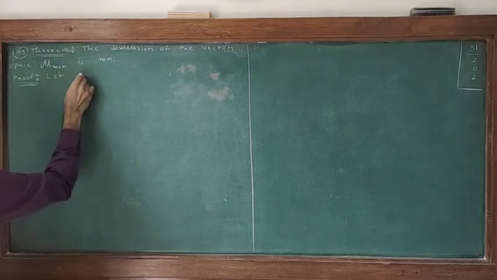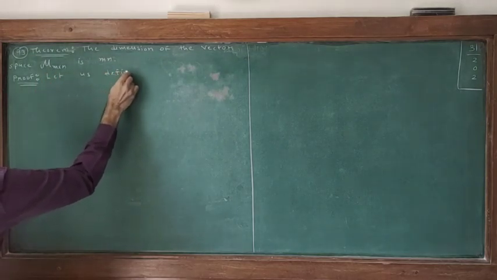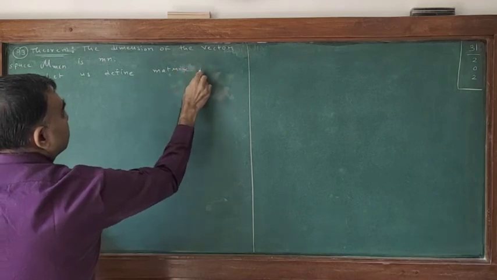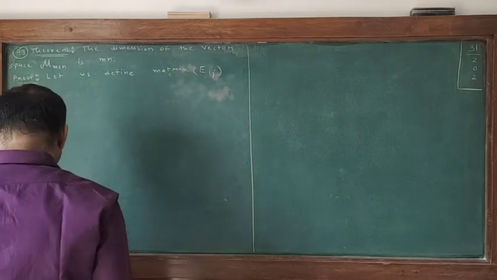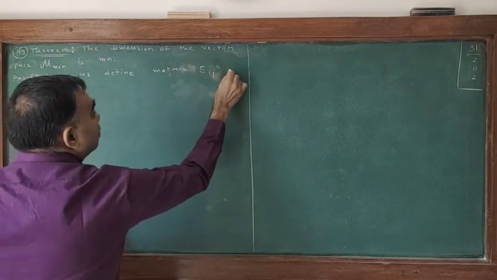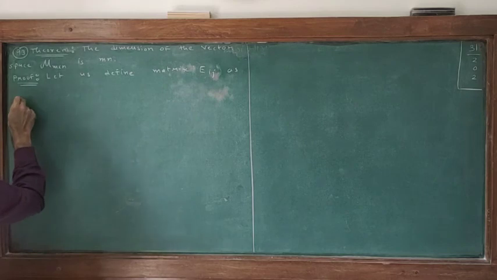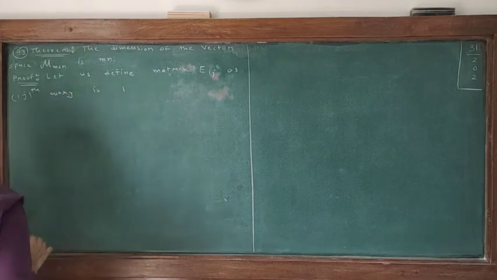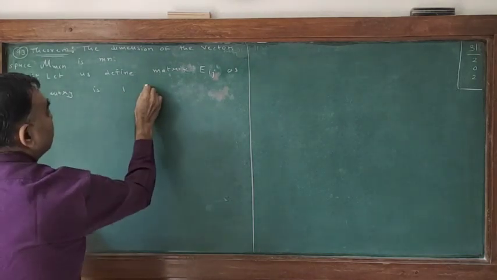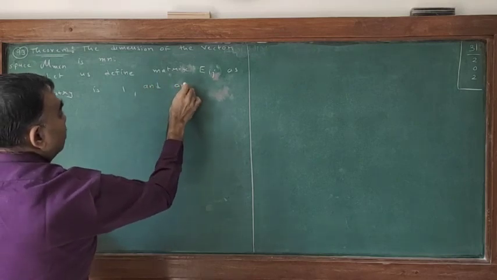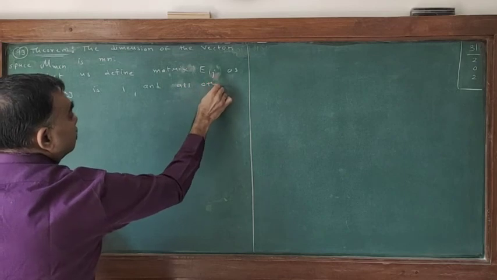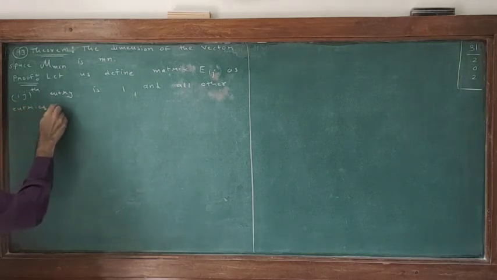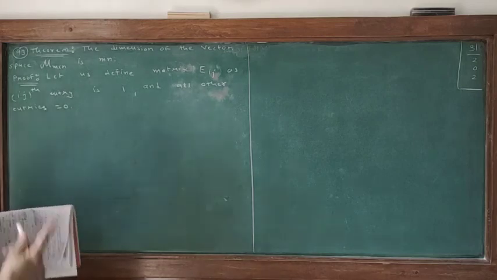Let us define matrix Eij as the matrix whose ijth entry is 1 and all other entries equal to 0. How we define this?